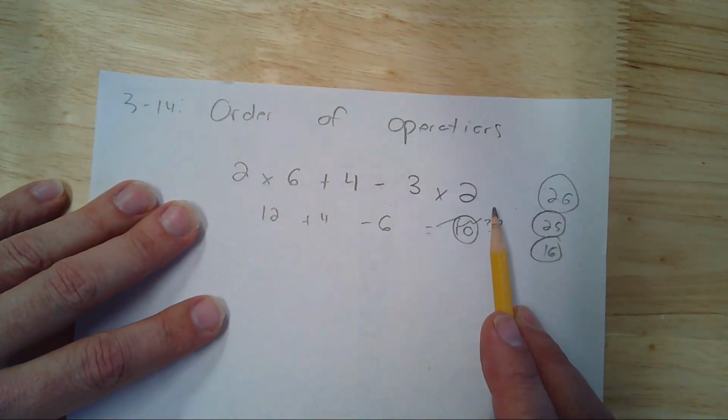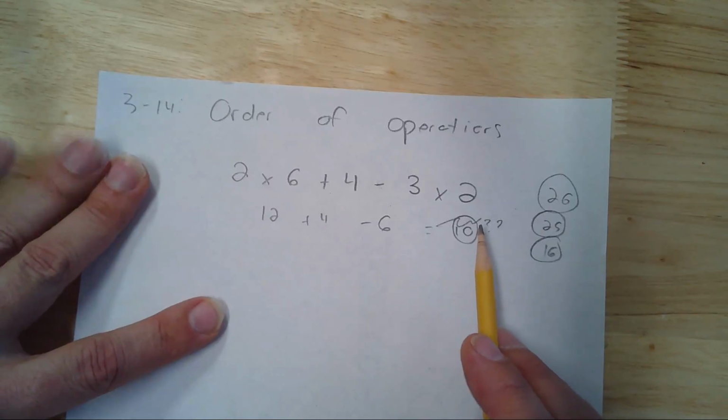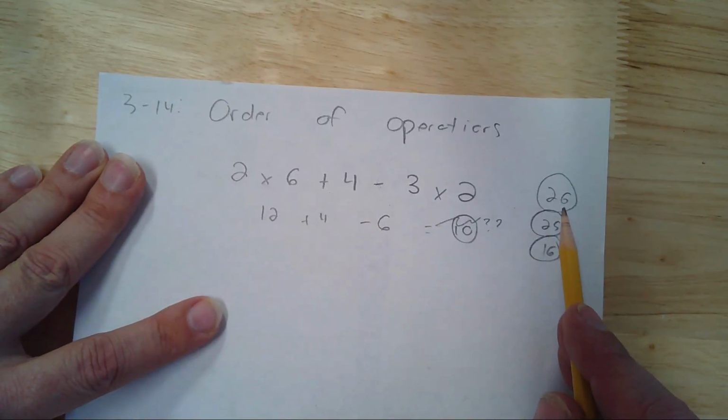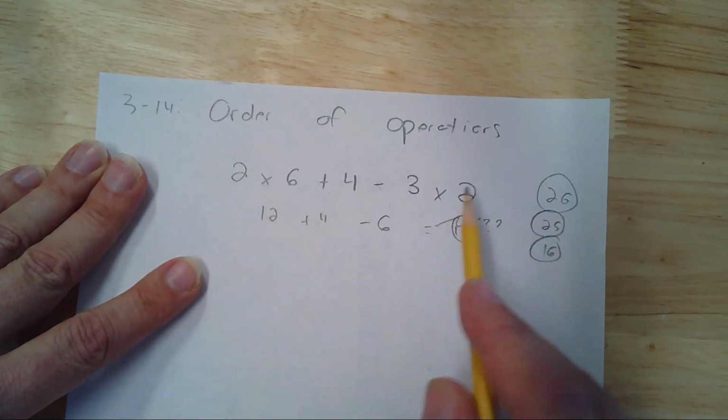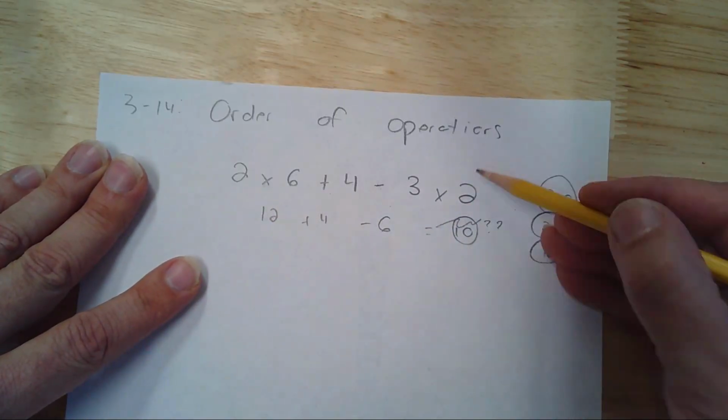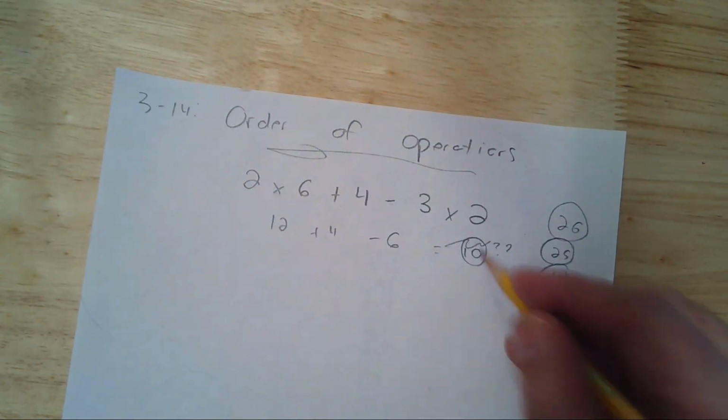I wrote this problem out, and first I just worked left to right. I did 12 and 6, and then I added. I got that. I worked this way and got an answer of 16. The correct answer, of course, is 10.